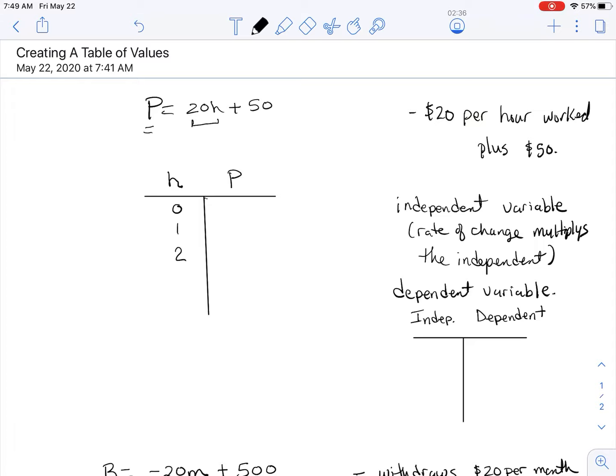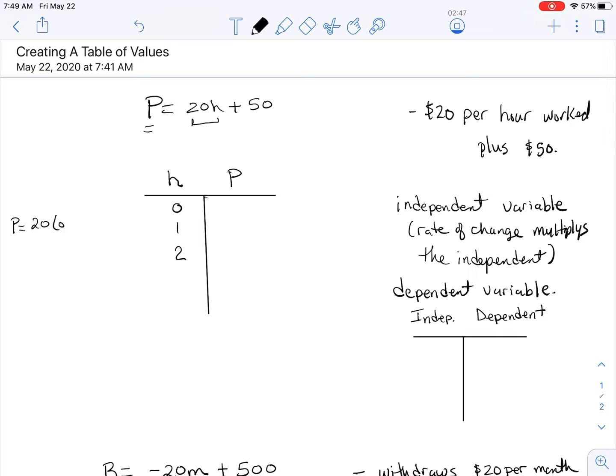So for the first entry, I want to know if I work 0 hours, how much I'm going to get paid. Well, we can see that's going to be $50, but you've got your equation there, and that's what your equation is there for, to help you calculate these values. So you're going to substitute 0 for hours, and then you're just going to work that out. 20 times 0 is 0, plus 50, and that's exactly what we thought it was going to be. So if I don't work any hours, I'm not going to get that $20, but I'm still going to get that 50 they're offering.